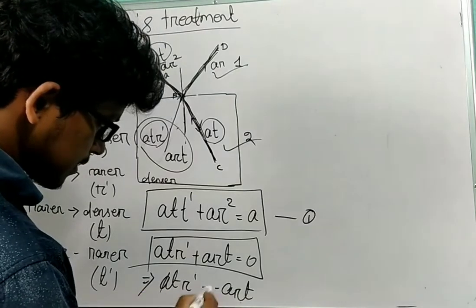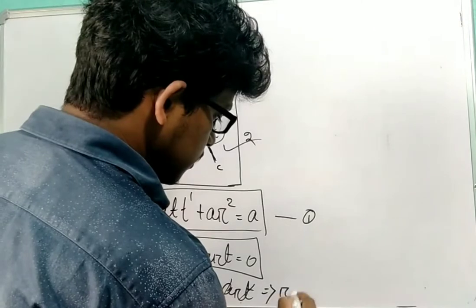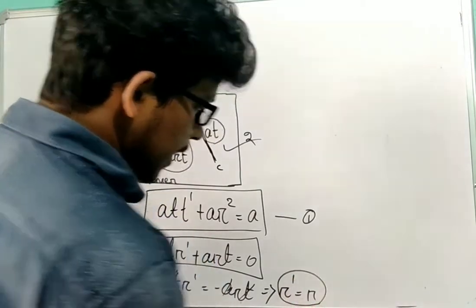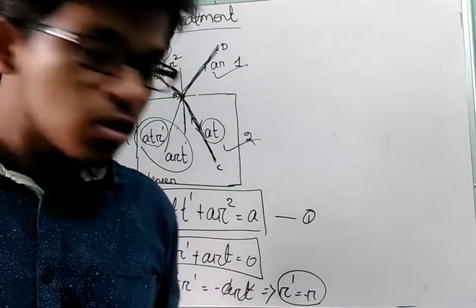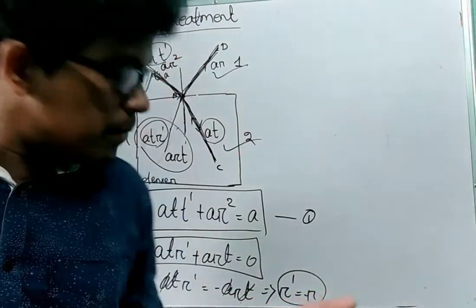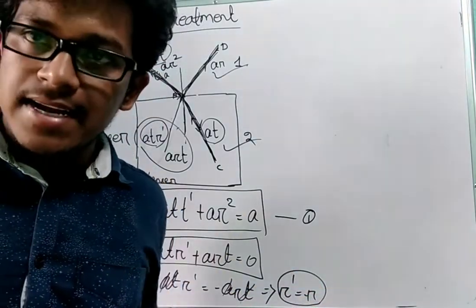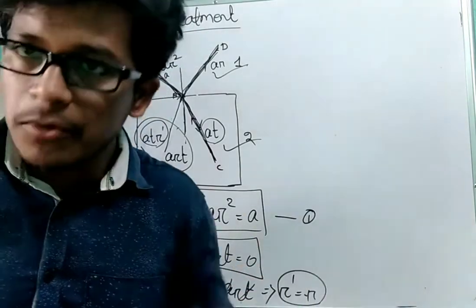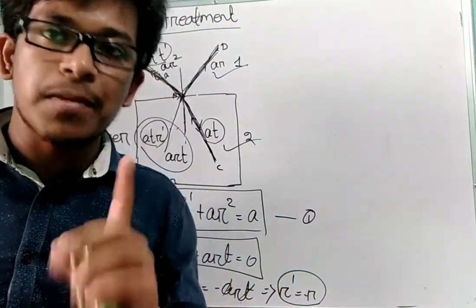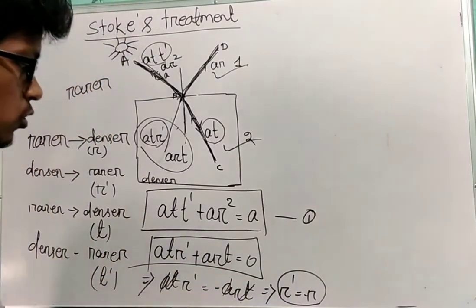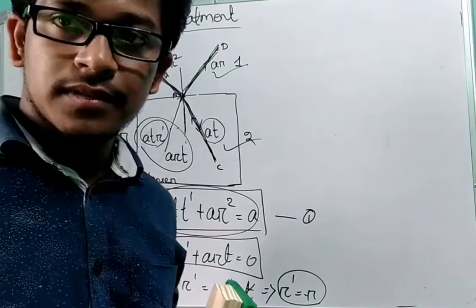A cancels. T will be cancelled also. See guys, what you got? R dash is equal to minus R. What I had told in the past, I am going to show something: your reflection coefficient, reflection fraction R and R dash have the same magnitude but in opposite direction, which is indicating that there is a phase change of pi.